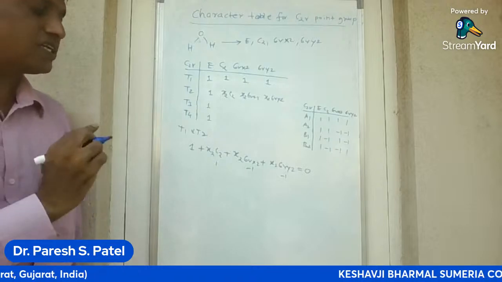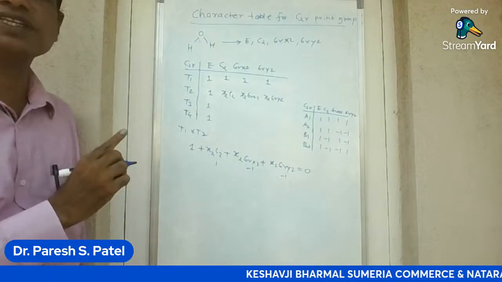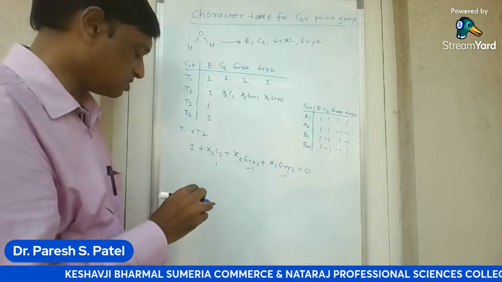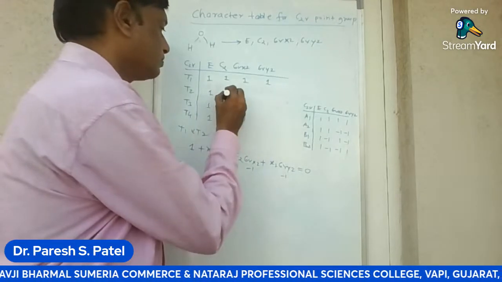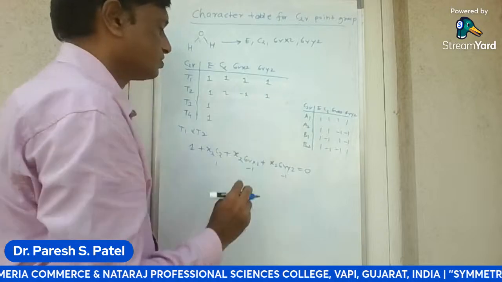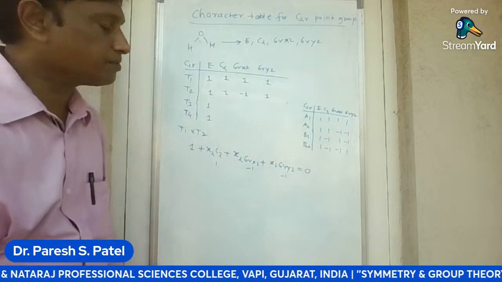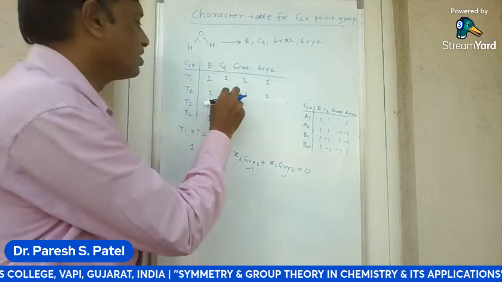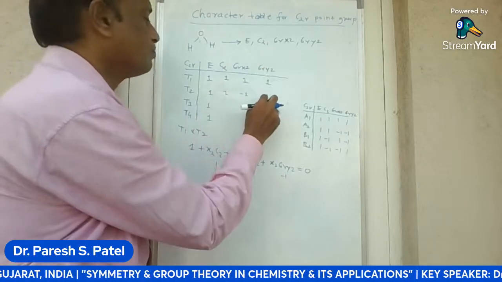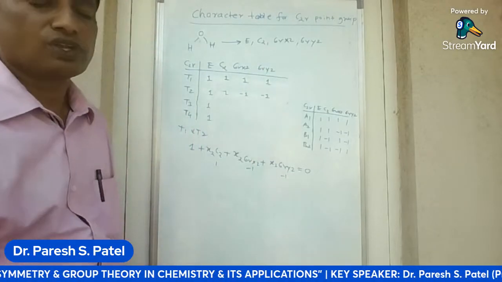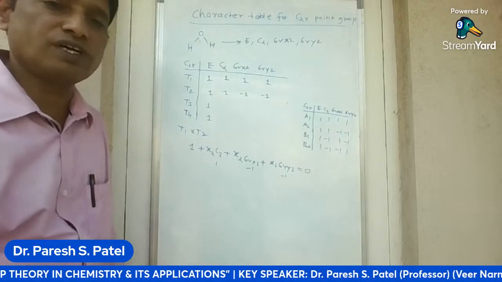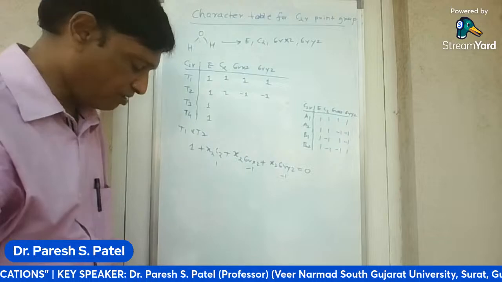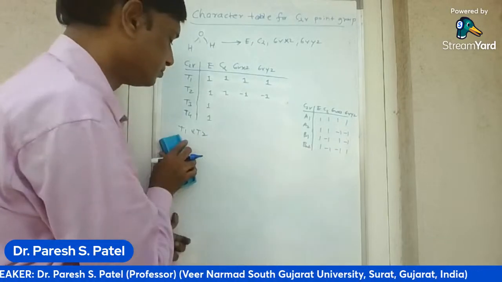But these characters should satisfy the characteristics number 3. What is the characteristics number 3? Suppose this one is 1, -1, and 1. The sum of the square of the character is equal to order of a group. 1 into 1 square, 1 into 1 square, 1 into -1 square, 1 into -1 square is equal to 4. So this can be satisfied. So we can write the second irreducible representation is 1, 1, -1, and -1.